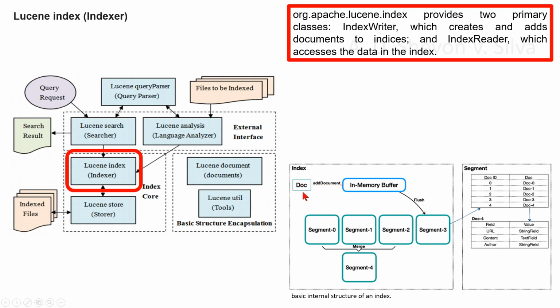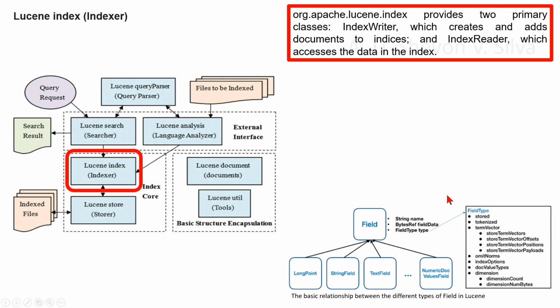Here you can see doc, in-memory buffer, segments, and segments are in the index. Doc is connected to the in-memory buffer via add document, and the in-memory buffer is connected to segments via flush. As an example, segments 0, 1 and 2 are connected to segment 4 via merge. In a segment you can see doc IDs and docs, and as an example, doc ID 4 is connected to doc 4 here. It has fields and values.